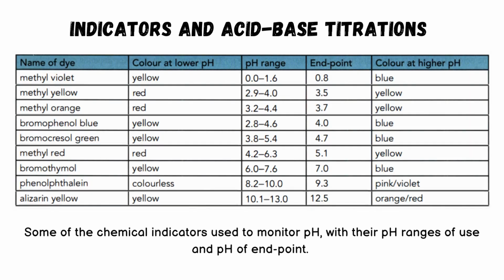These are some of the chemical indicators used to monitor pH with their pH ranges of use and pH of endpoint: methyl violet, methyl yellow, methyl orange, bromophenol blue, bromocresol green, methyl red, bromothymol blue, phenolphthalein, alizarin yellow.